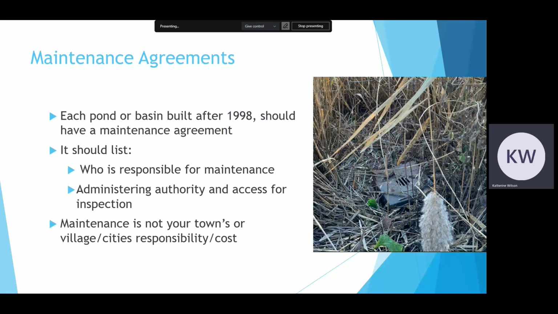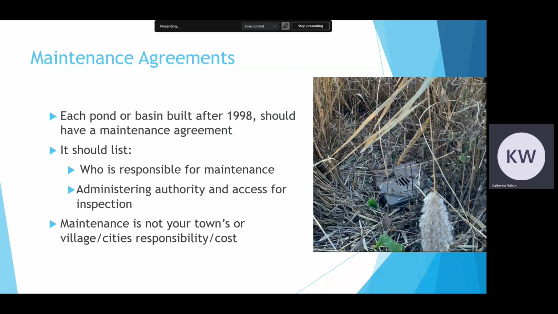If we go back to the maintenance agreements I touched on earlier, each development built in the late 1990s or since then, so after the 1997 ordinance, had to have a maintenance agreement. The agreement lists who is responsible for maintenance and also allows access for inspection by the municipality or its administering authority. Maintenance is the responsibility listed on the maintenance agreement. It is not the towns', villages', cities', or counties' responsibility.